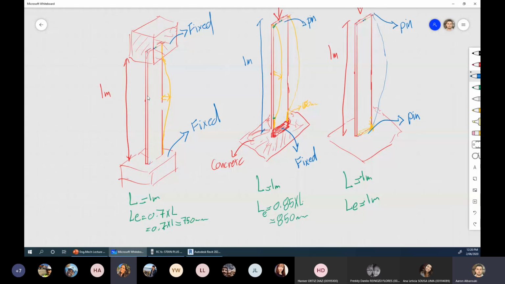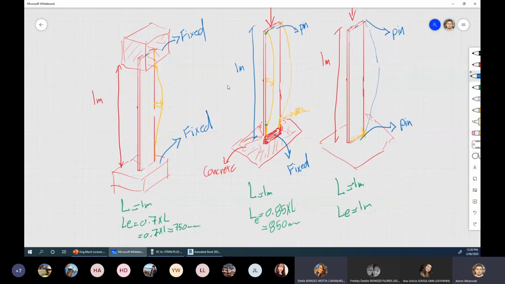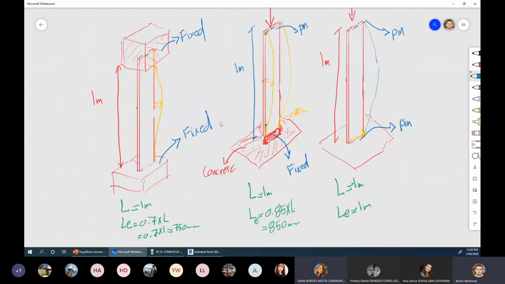How 700 millimeters in the last one, not sorry, 750. Can you say it again, please? Sorry. Oh, yeah, 700. Yes, sorry. Thank you, Stella. Sorry, guys. Just thinking of too many things while I'm writing.